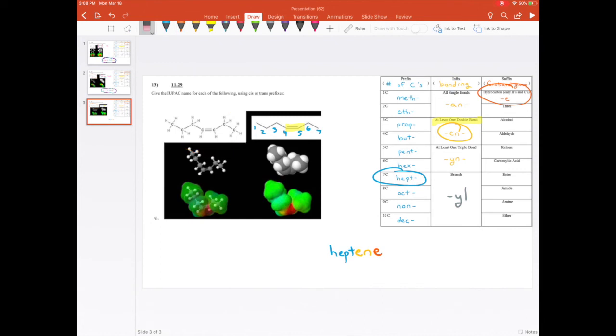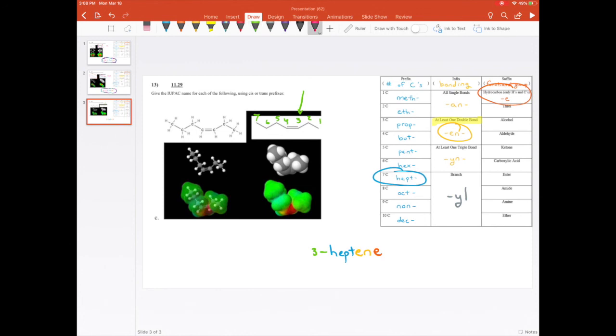Now, I could either number this left to right or right to left. If I number it left to right, the double bond starts on carbon 4. If I number it right to left, the double bond starts at carbon 3. So because going from right to left gives me a lower number, I'll number it from right to left. And I'll say that the double bond starts at 3. Always between numbers and letters goes a dash, so you have 3-heptene.